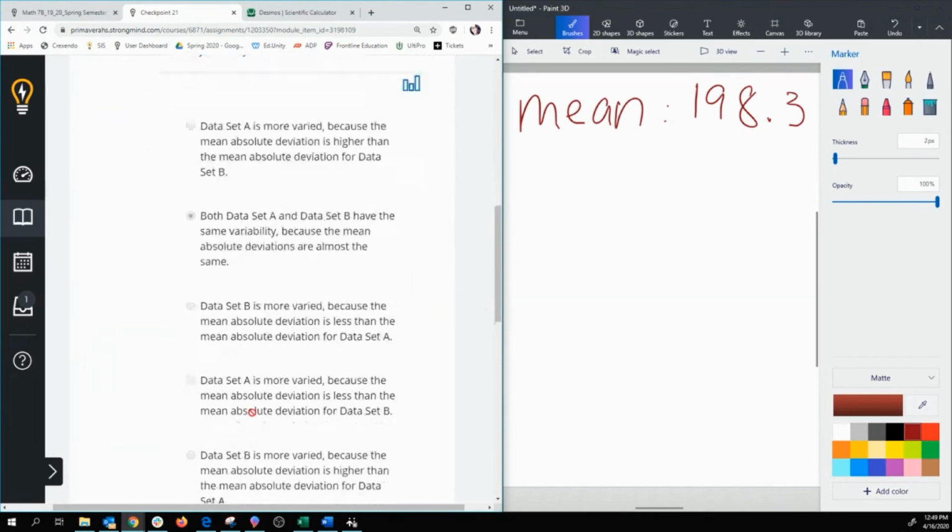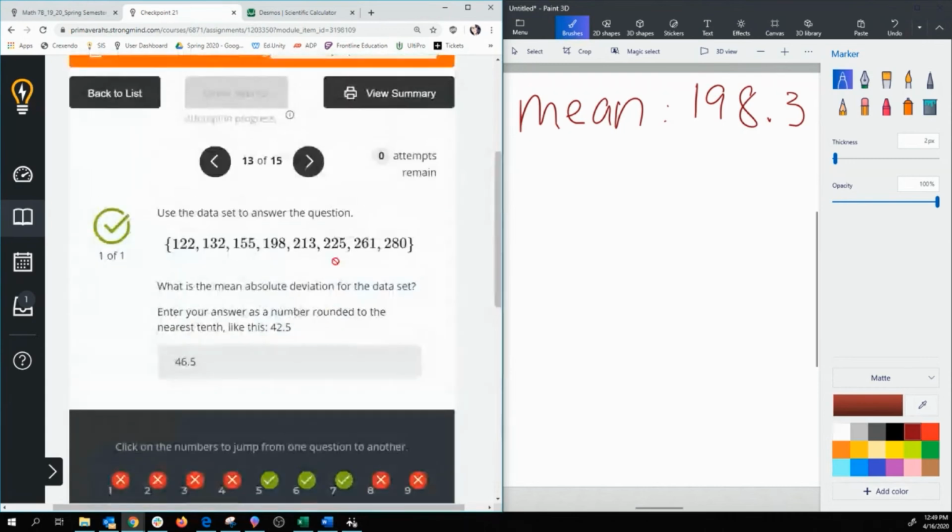So Dawson, for this question, it's asking us for the mean absolute deviation. But we already found the average of this from earlier. So the average we knew was already 198.3. So you should get 46.5 for your mean absolute deviation.